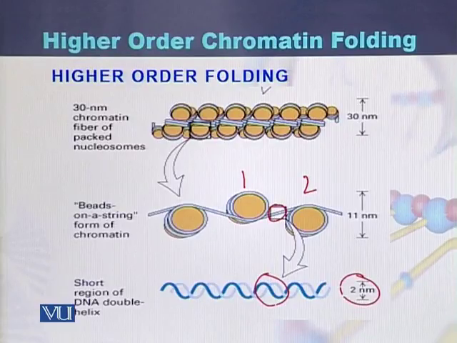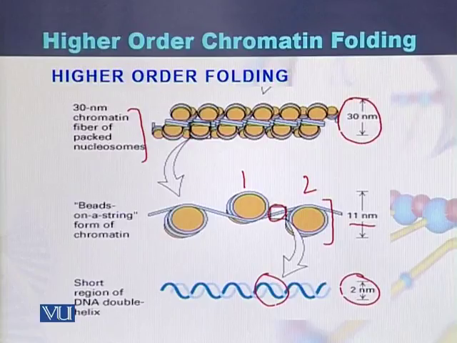After the formation of the nucleosome, when the DNA is wrapped around the 8 molecules of the histones, the diameter of the nucleosome becomes approximately 11 or 10 nanometer. These nucleosomes, after packing or joining with each other, form the chromatin fiber. That chromatin fiber is 30 nanometer in diameter.